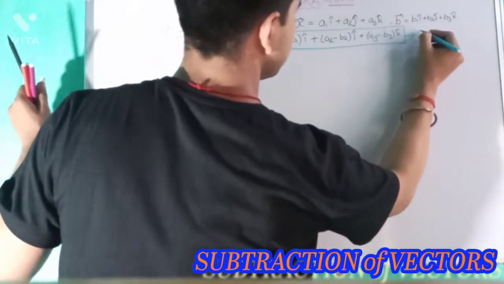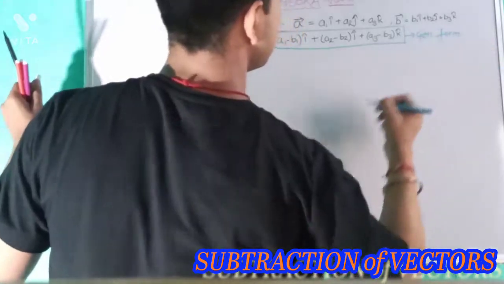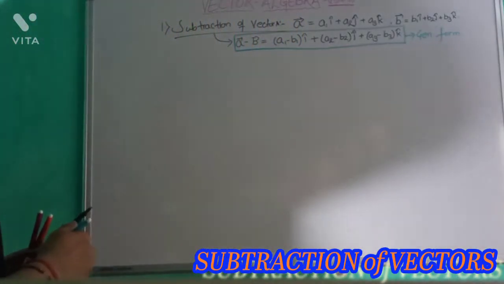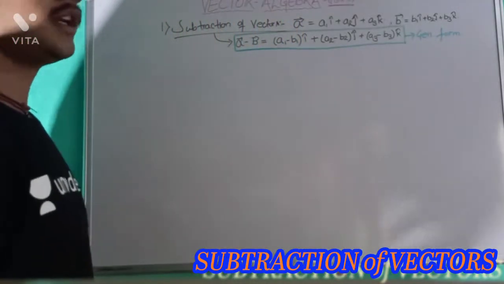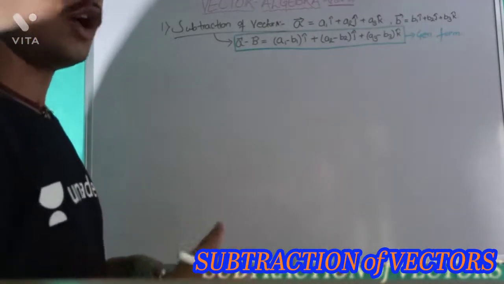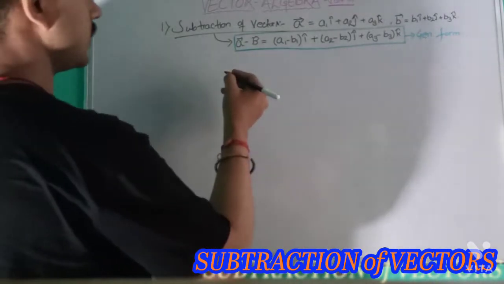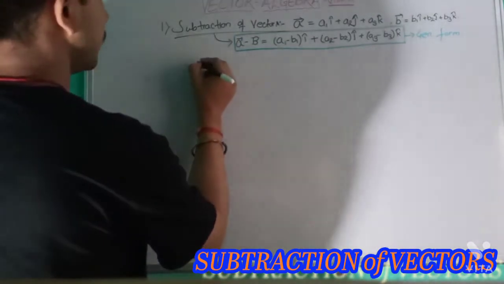This is the general form. Now, taking an example and trying to do it right in front of you to show how it takes place actually in ground reality. So let's take two examples for this.